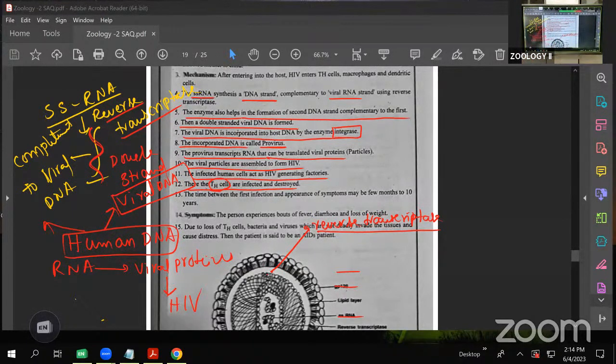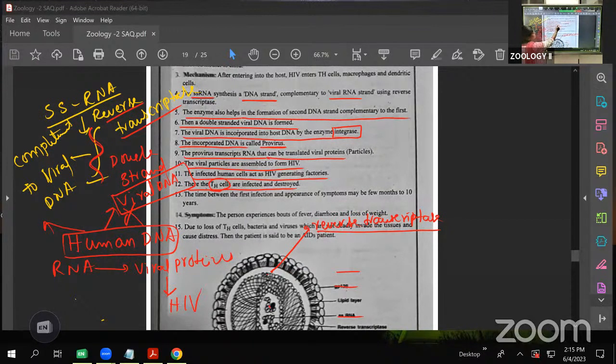I'll explain clearly. Inside the HIV, the ssRNA is there. This ssRNA, in the presence of the reverse transcriptase enzyme, first forms one strand of DNA complementary to this RNA. Here, the first strand is formed. After that, the reverse transcriptase enzyme only forms the second strand as well. That is mixed, meaning incorporated, with the human DNA, and forms the provirus. The viral DNA and the human DNA both mix and form a provirus.